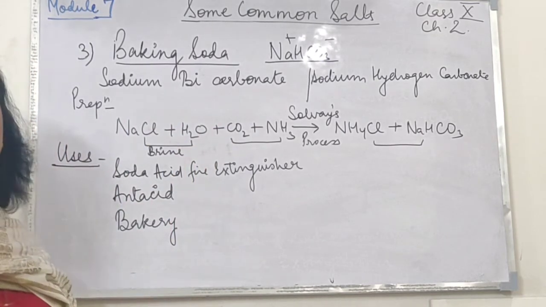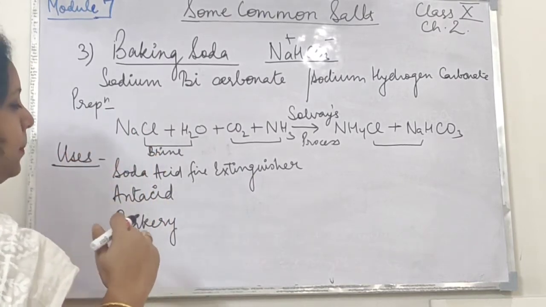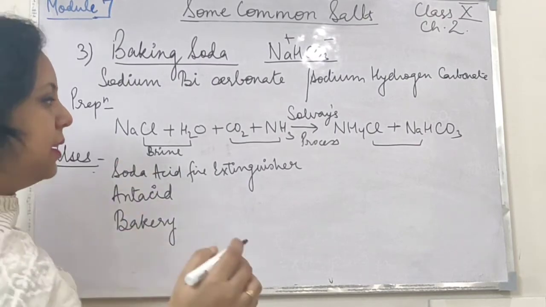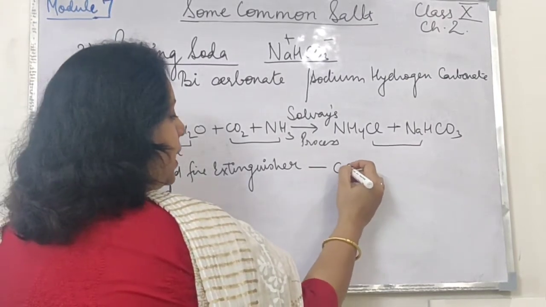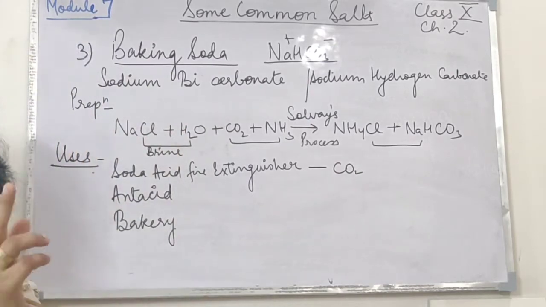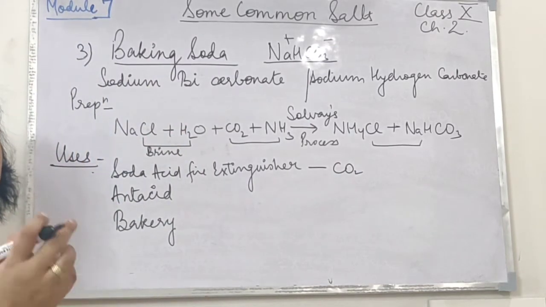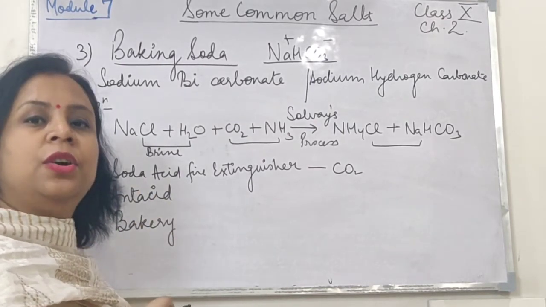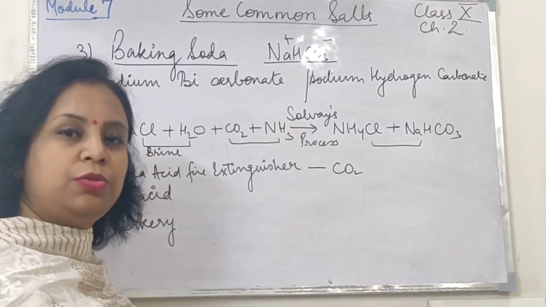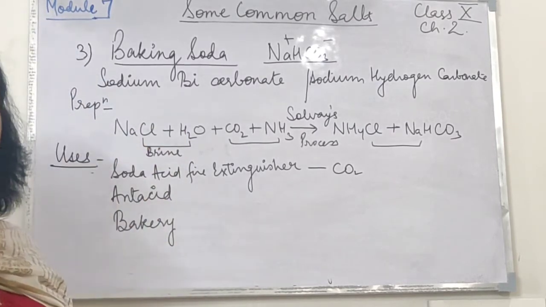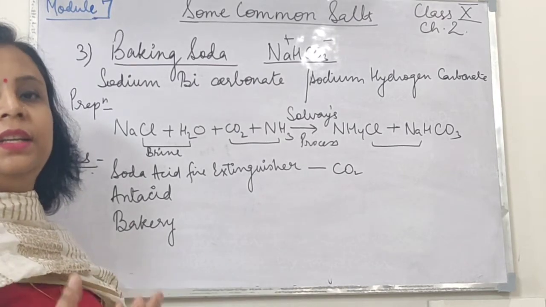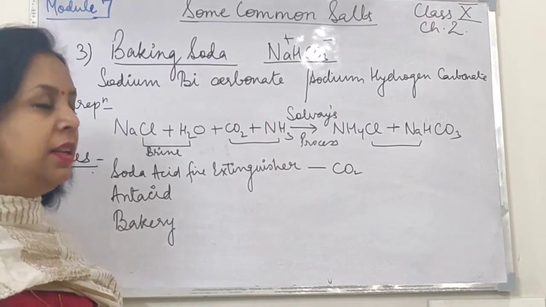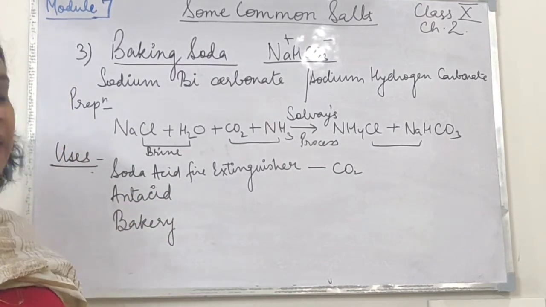Now let us see the uses of baking soda. The first one is the use in soda acid fire extinguisher. In class 7th also you have studied. Now basically it releases CO2 when the acid and base react. You can do this simple activity by putting some baking soda in your vinegar, and you can see how CO2 comes out with a fizz, with an effervescence. And this CO2, you know that it is a non-supporter of combustion, so it puts off the fire. That is the reason it is used in soda acid fire extinguisher.